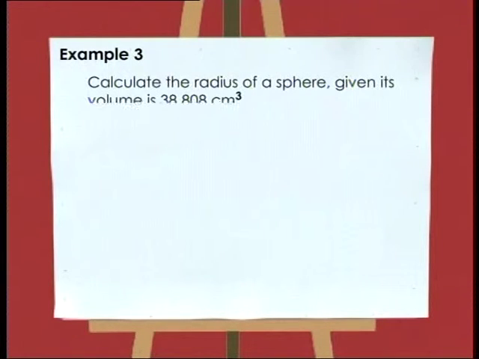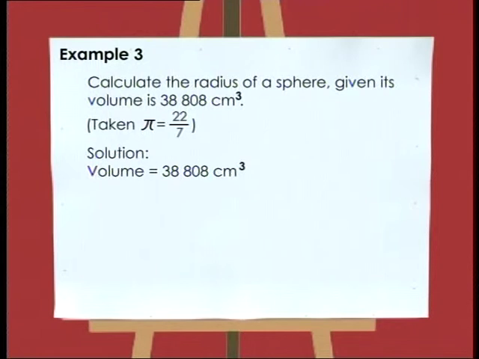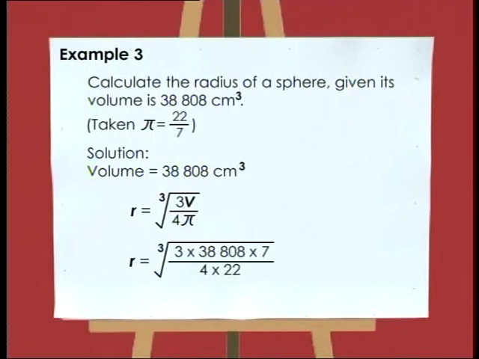Example 3. Calculate the radius of a sphere given its volume is 38,808 cubic centimeters. Take pi equals 22 over 7. Solution. Volume equals 38,808 cubic centimeters. R equals the cube root of 3V over 4 pi. R equals the cube root of 3 times 38,808 times 7 over 4 times 22. R equals 21 centimeters.